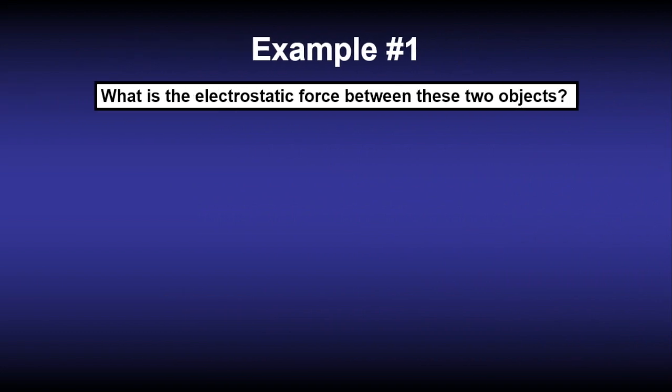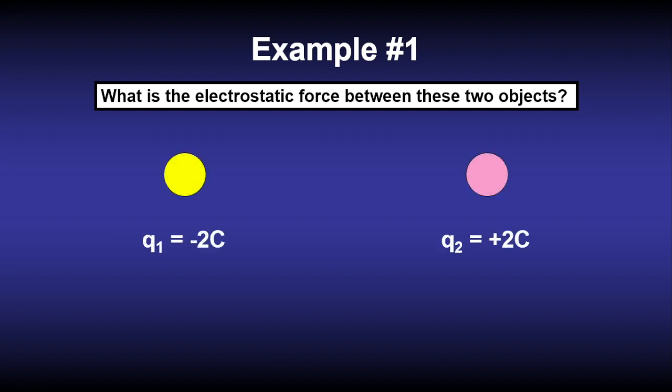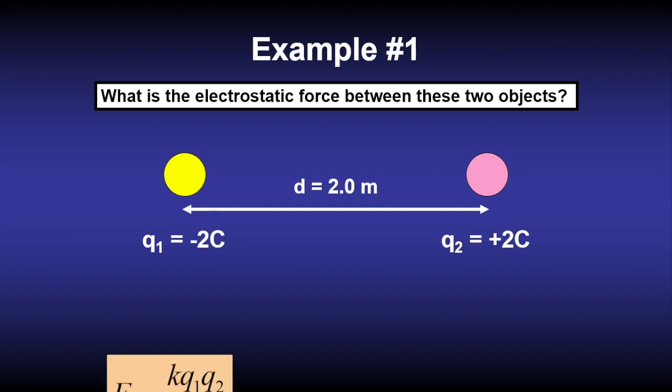Let's take a look at our first example here. What is the electrostatic force between these two objects? So charge 1 has a charge of negative 2 coulombs, and charge 2 has a charge of positive 2 coulombs. First thing I want to note here is that one of these is negative and one of these is positive. So I know that the force is going to be attraction, that these two objects are going to be attracted to each other. Next, I want to look at the distance, and the distance is about 2 meters apart.